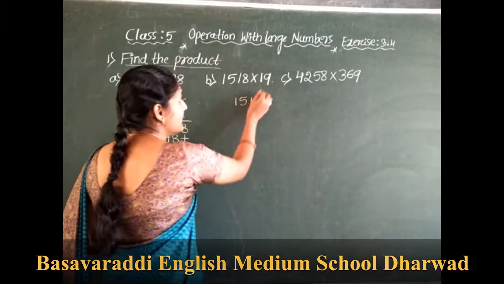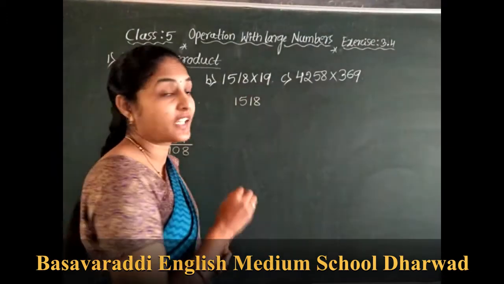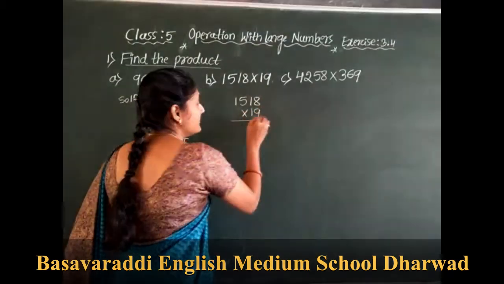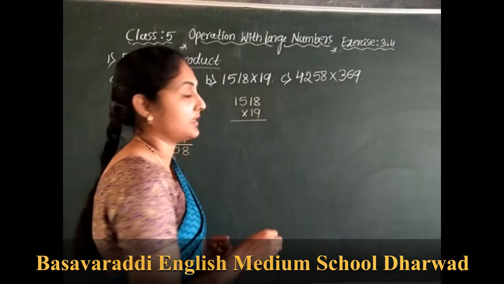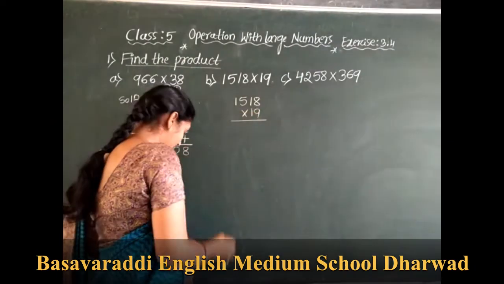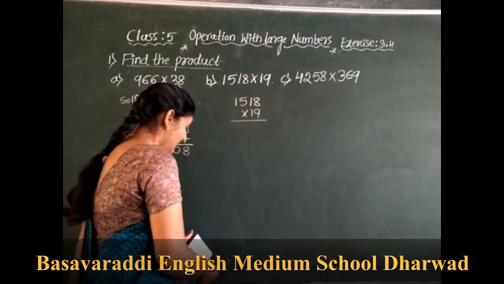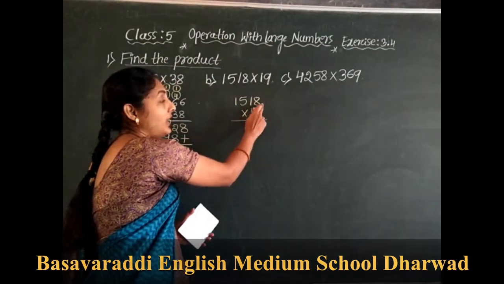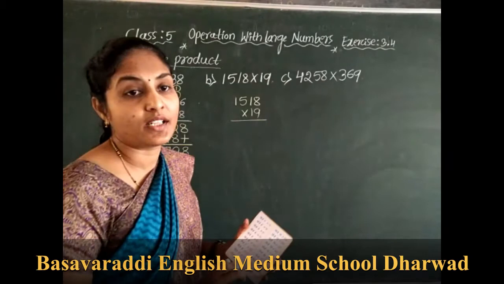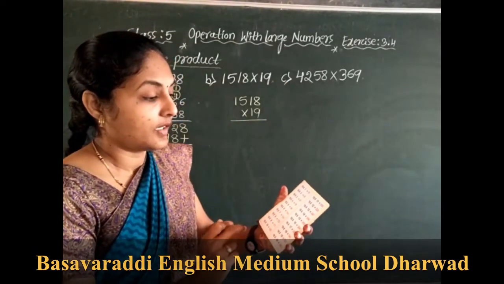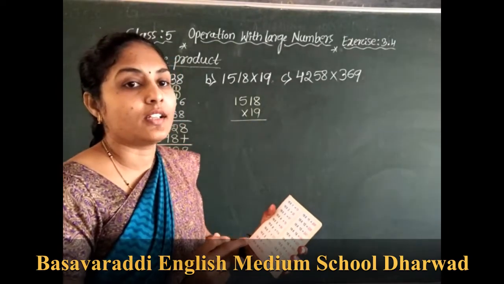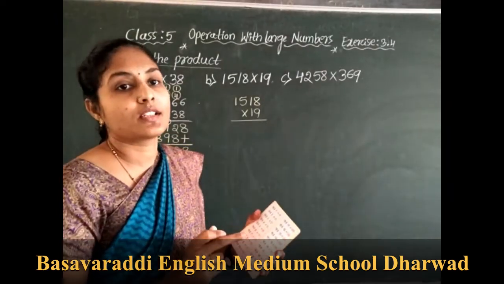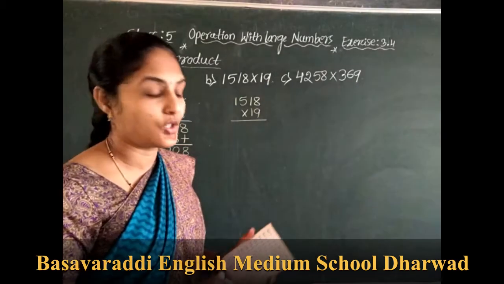1518 is the multiplicand. Then what is the multiplier there? The second number, that is multiplied. That is called the multiplier. So 19 is the 19 table. I have the 19 table here. So 19 is multiplied 8 times. I told already what multiplication is. It is the quicker way of finding the sum. Otherwise, multiplication, as we know, is repeated addition.